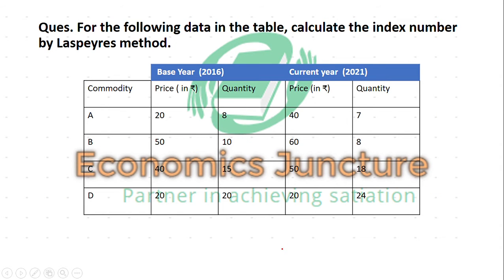I will take one problem and we'll try to solve it. We have to calculate the index number by this method only. We are given four commodities and this price in rupees, which is the price of base year. This is the quantity of base year. This is the price of current year. And we don't need that for calculating this. So we'll try and calculate it.